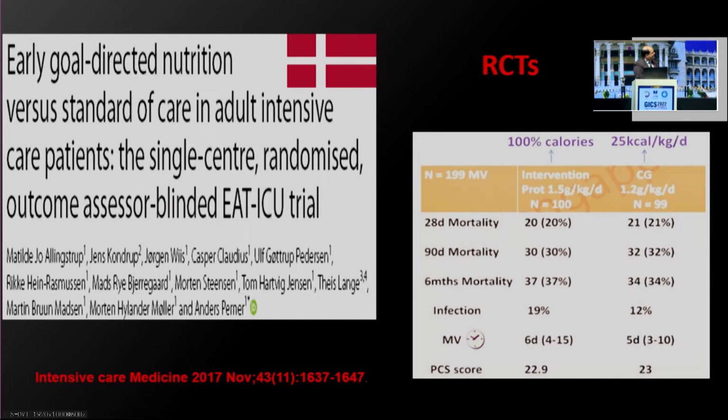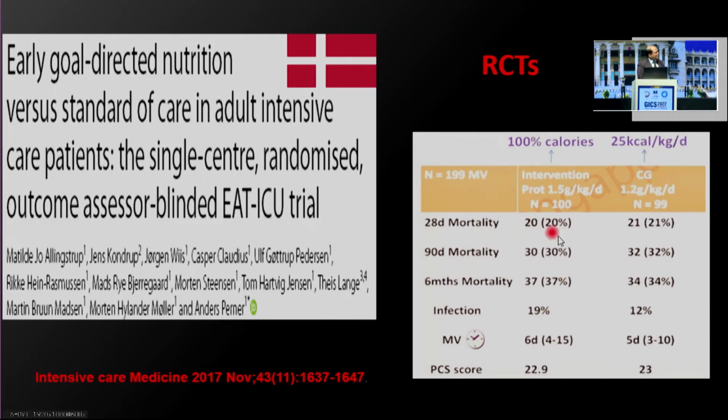So one of them is the EAT-ICU trial, which was published in 2017 in Intensive Care Medicine. It is an early goal-directed nutrition versus standard of care trial in the adult intensive care unit. They had 119 patients in two groups, a high protein group and a low protein group. The high protein group was given 1.5 grams per kg per day, and the control group 1.2 grams per kg per day.